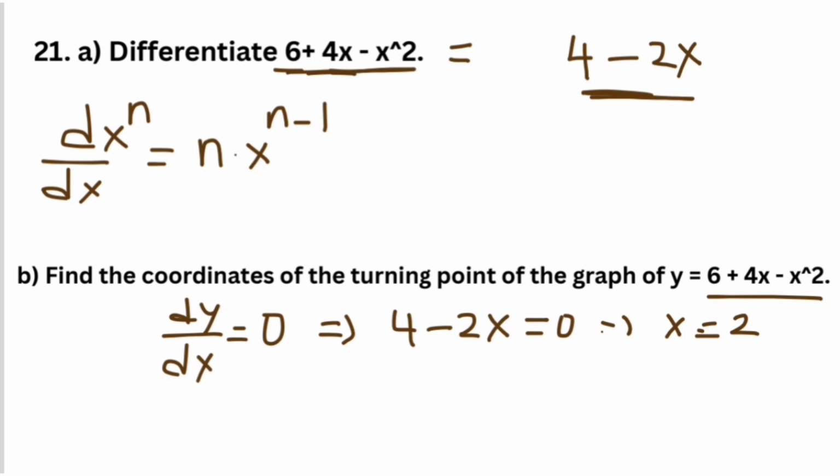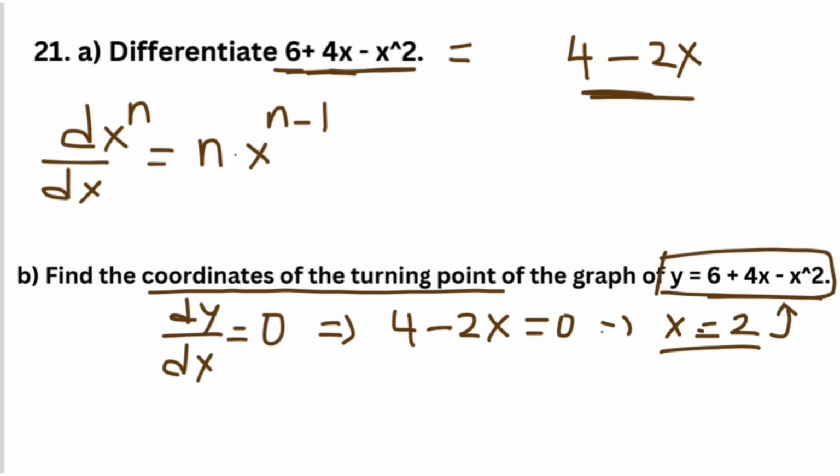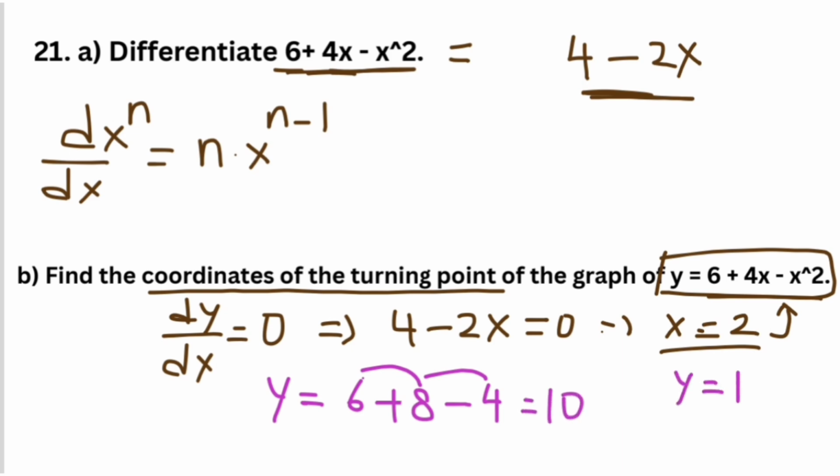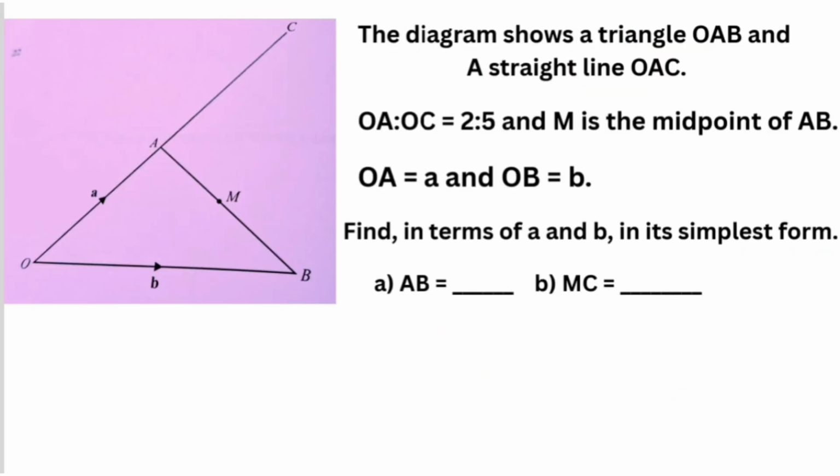Here we need to find the coordinates of the turning point. So we got the x point. Now we need to find the y point. So they have given y. So here you have to substitute x as 2. What is y? 6 plus 4x. That means 4 times 2, which is 8. Minus x raised to the power of 2. That means 2 raised to the power of 2. That is 4. 6 plus 8, which is 14. 14 minus 4, which is 10. So the y point is 10. The coordinates are (2, 10). These are the coordinates of the turning point of this graph. Let's go to the next question.